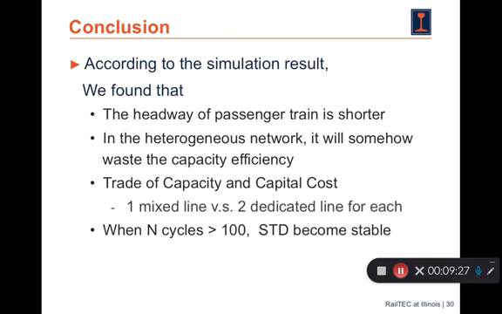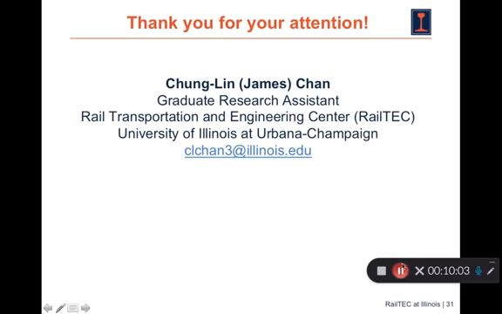In conclusion, we find that the headway of the passenger train is shorter. In the heterogeneous network, it will somewhat waste capacity efficiency. And there is a trade-off between capacity and capital cost: you need to pay more if you want a dedicated line, but the capacity is also higher. And when n is larger than 100, it becomes stable. And this is my presentation. Thank you very much.